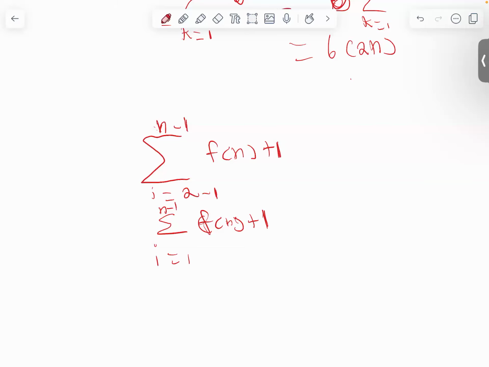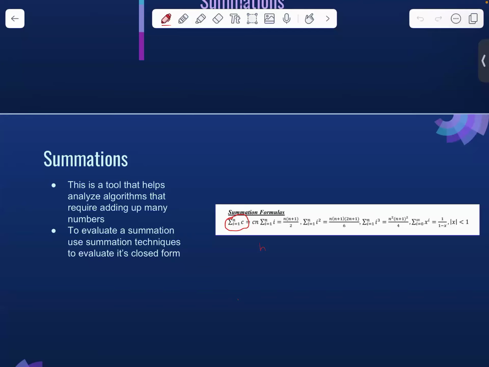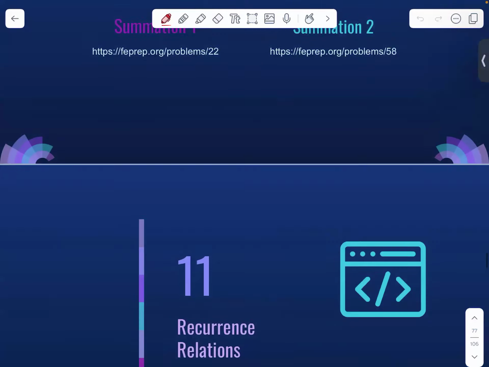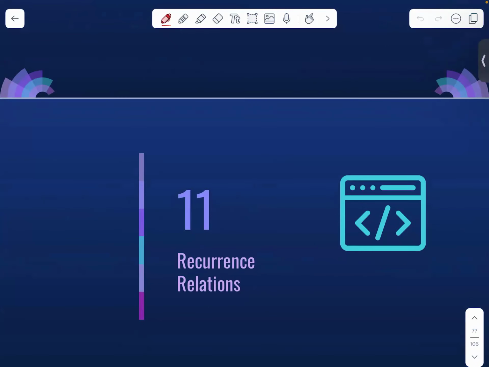All right, I'm going to go ahead and pass it over to Dylan because I want to leave him some time to explain the most requested topic, which would be recurrence relations. But if he finishes, we can go over any other questions.